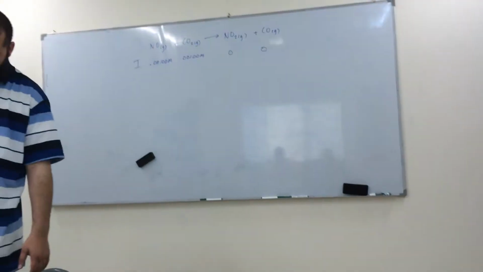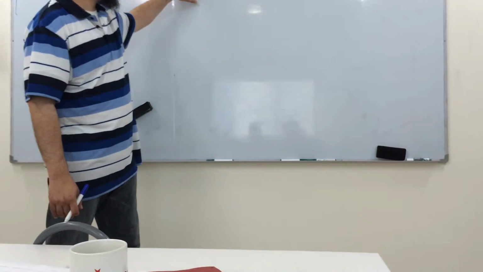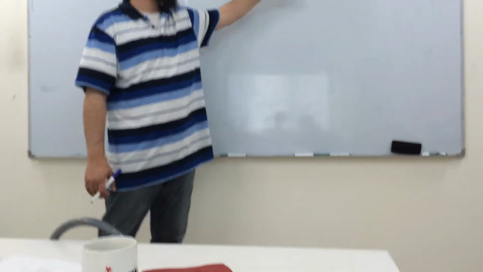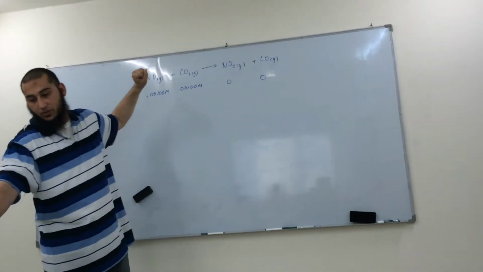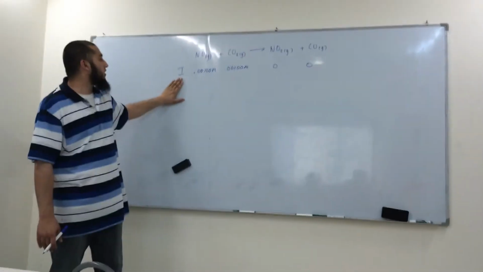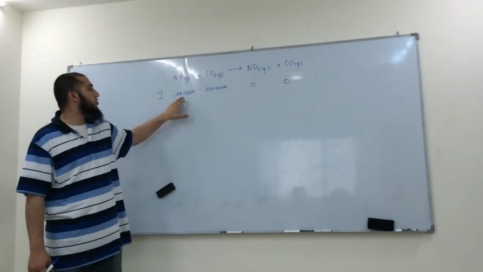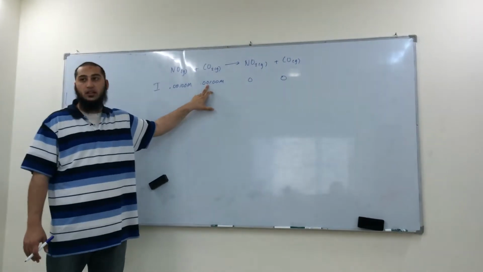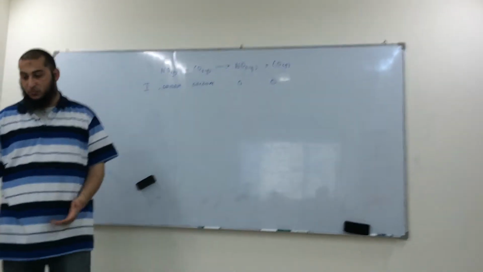Okay, so the question is, we have nitrogen monoxide gas reacting with carbon dioxide, giving you nitrogen dioxide and carbon monoxide. What number is this? This is number 5C on 13.2. Now, the initials that they gave you were for the nitrogen monoxide, we have 0.00100 molarity. For carbon dioxide, we have 0.00100 molarity, and then the products are 0 because it hasn't reacted yet.